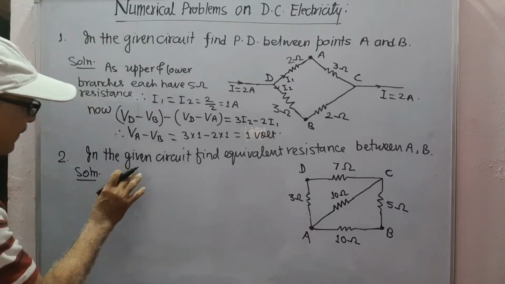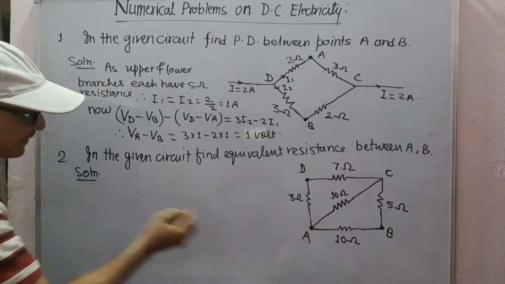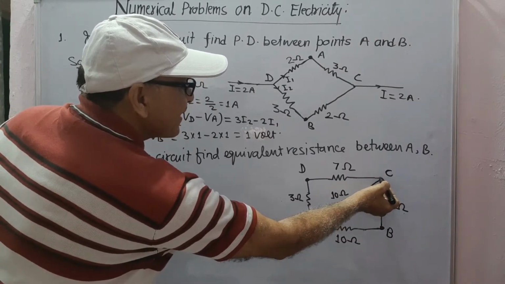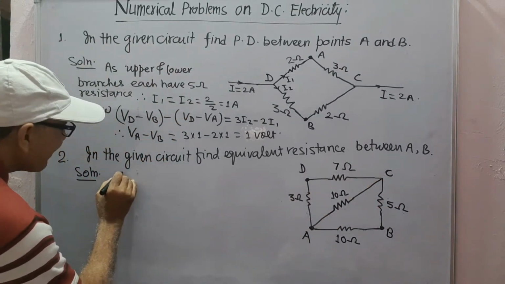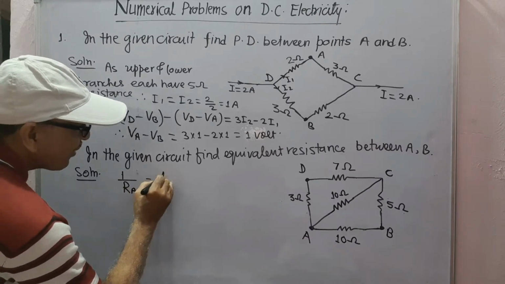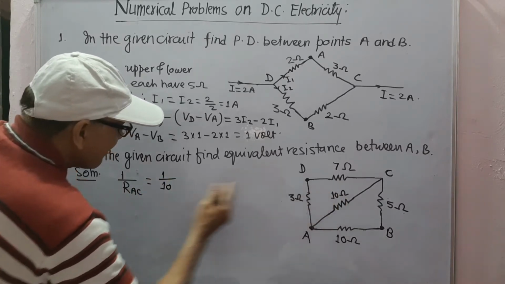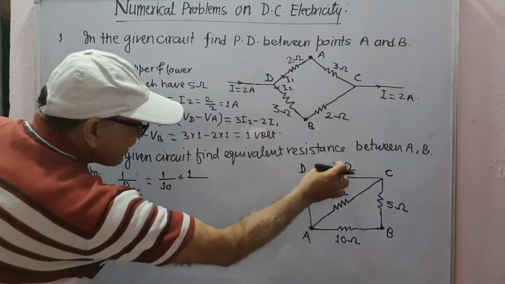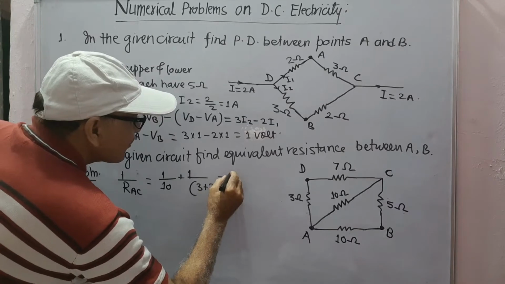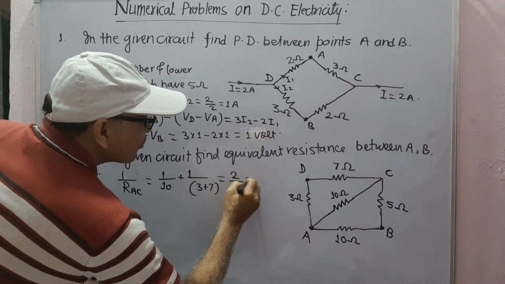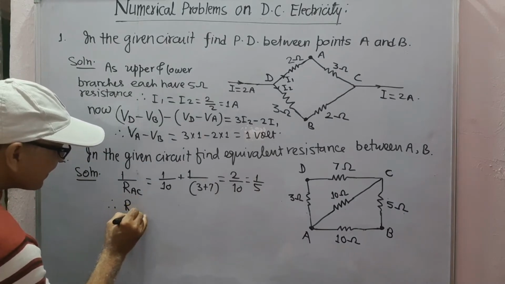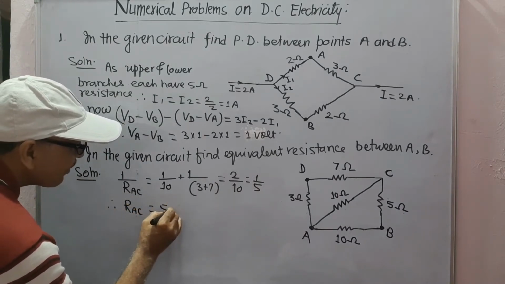So if RAC is the resultant resistance between A and C, then 1 upon RAC will be equal to 1 upon 10 plus 1 upon the series combination of 3 plus 7, that is 2 upon 10, which is 1 upon 5. Therefore R between A and C will be 5 ohm.